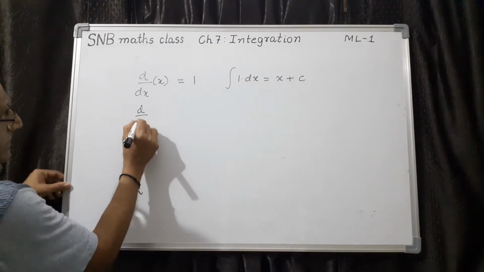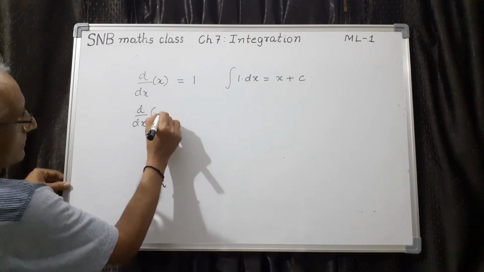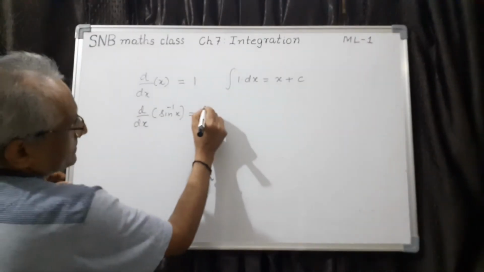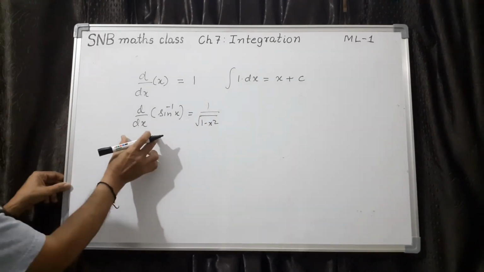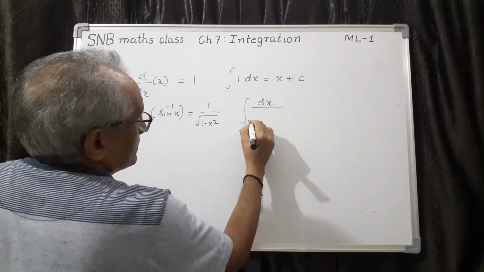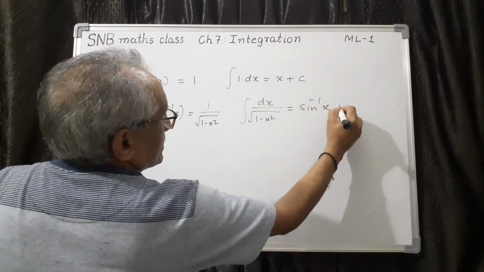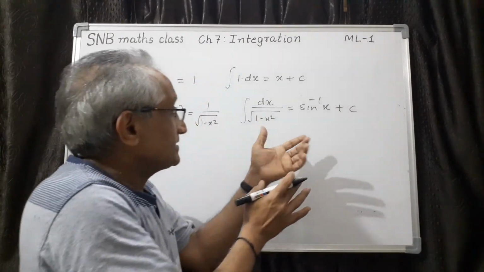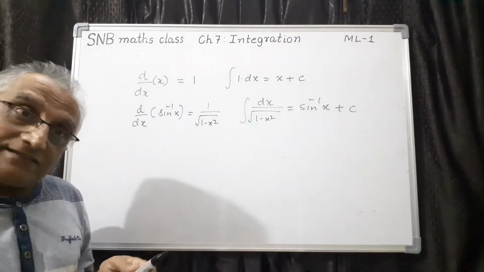Suppose you take d by dx of, say, sine inverse x. We have studied this one. This is 1 by square root of 1 minus x square. So we know the differentiation of sine inverse x is this one. Therefore, definitely integration of dx by square root of 1 minus x square is sine inverse x. Of course, I have to add c. Like this, actually, taking a function, we can find the integration and then we can write in the reverse order. But you can't do this every time.